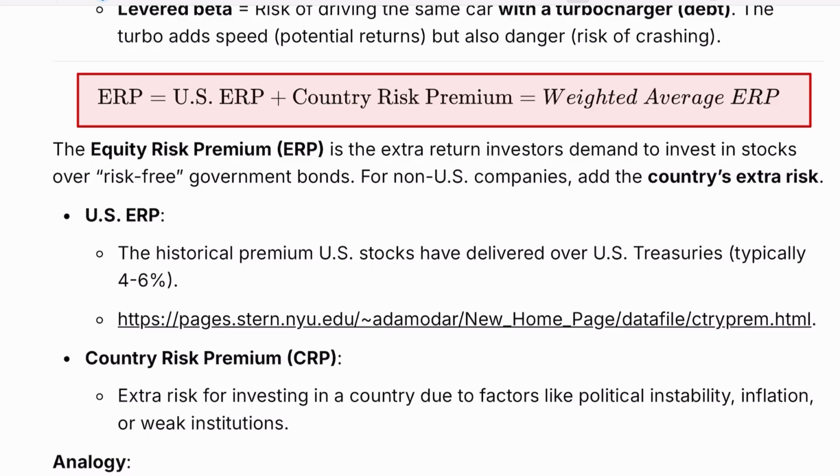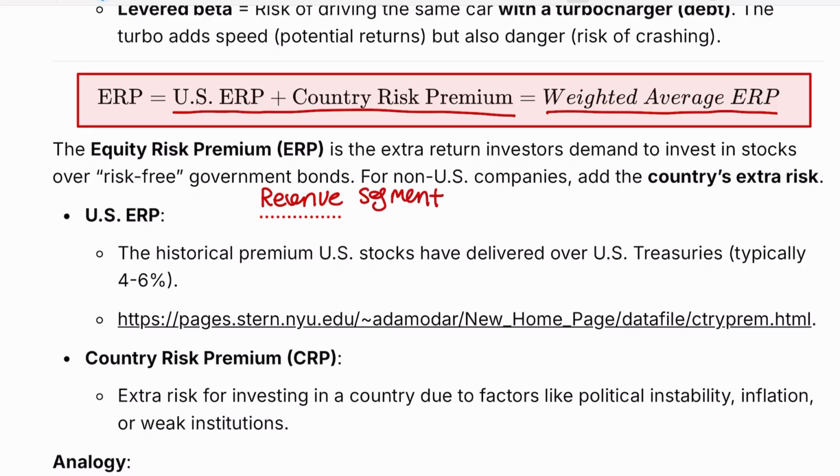Now let's have a look at equity risk premium. It can either be calculated as US equity risk premium plus country risk premium, or as a weighted average equity risk premium. When calculating the equity risk premium of a company, we usually look at the revenue segment. For example, if a company gets 30% of its revenue from the US and 70% from China, then we look at the equity risk premium of the US.